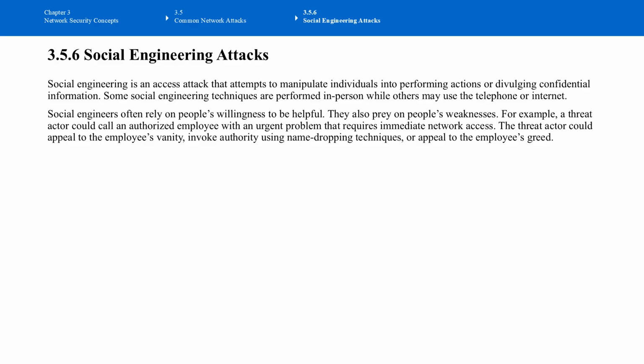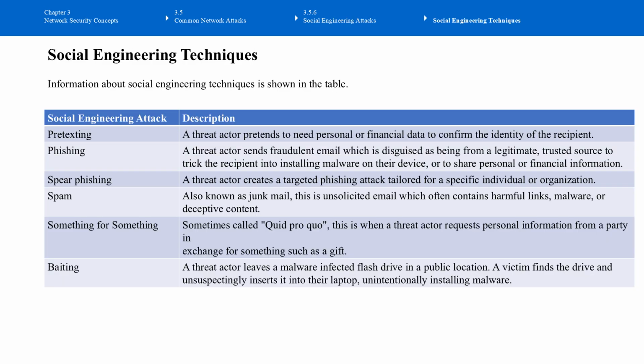Attackers often exploit human behavior by creating a sense of urgency, pretending to have authority, appealing to someone's helpfulness, using flattery or vanity, or appealing to greed. For example, an attacker calls an employee pretending to have an urgent IT problem and convinces the employee to provide network access.